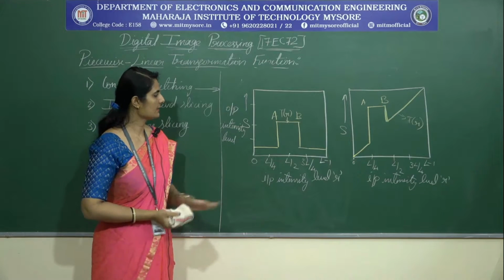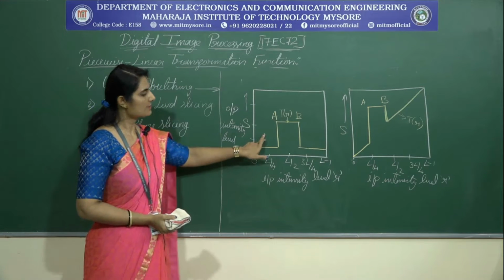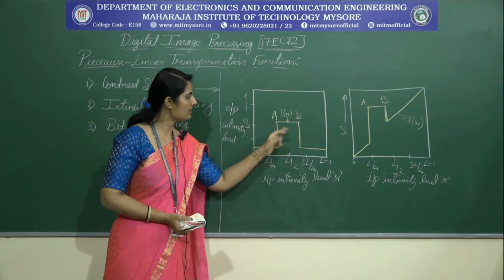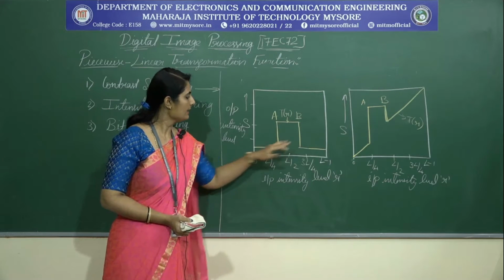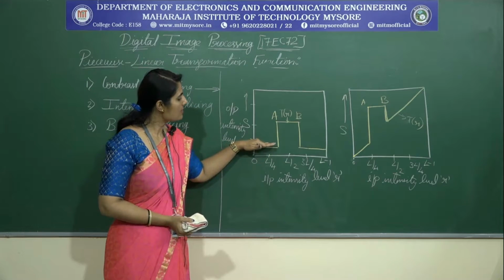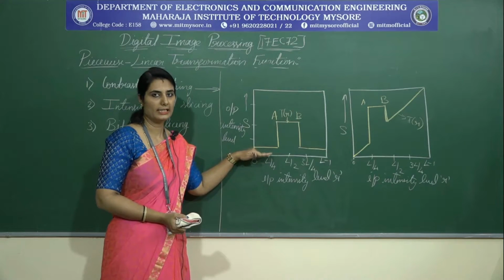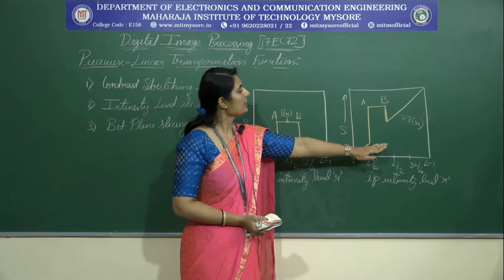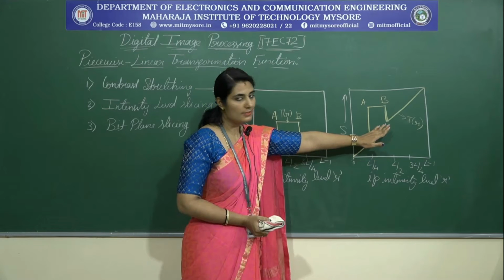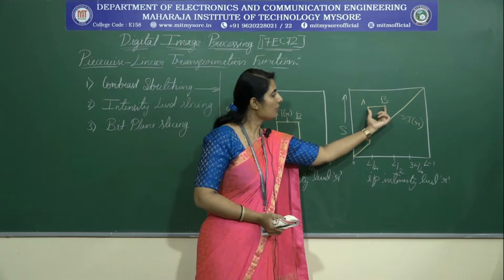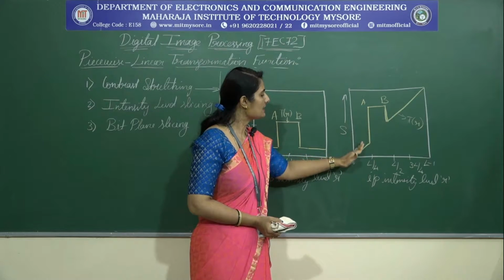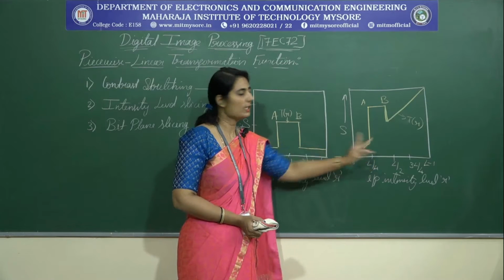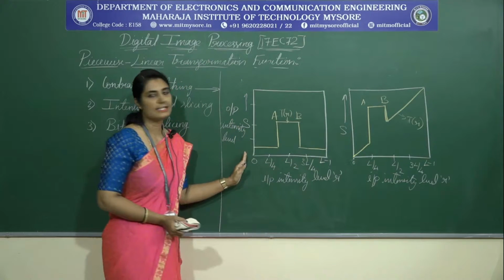Now look at these graphs. In the first approach, we highlight the range of intensity levels from A to B, and all other intensity levels are reduced to a lower value. Whereas in the second approach, the range of intensity levels of interest from A to B is highlighted, whereas the other intensity levels are preserved as they are without altering them. So these are the two approaches in intensity level slicing.